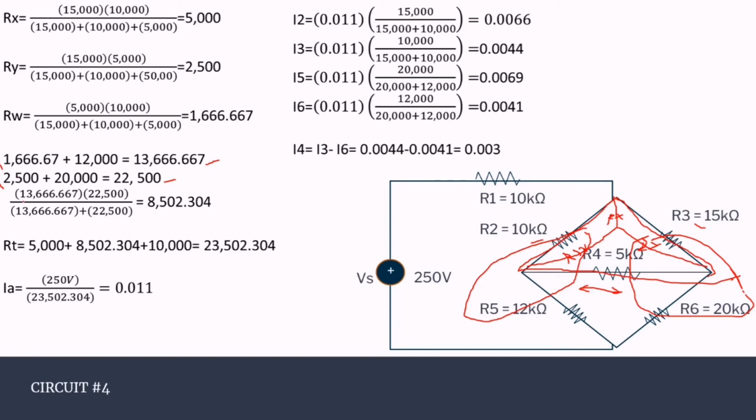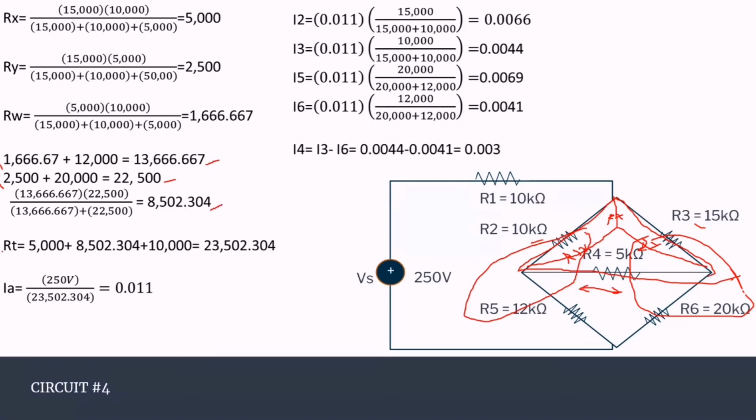So 13,666.667 times 22,500 over 13,666.667 plus 22,500 is equal to 8,502.304.